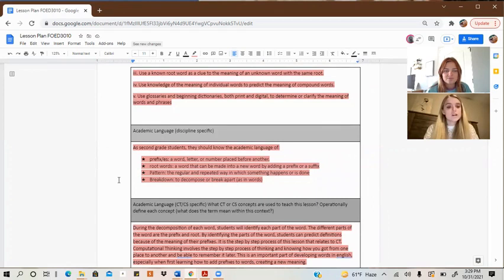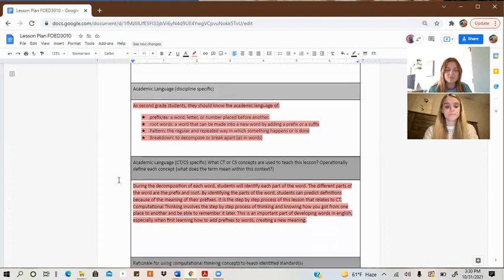As second grade students, they should know the following academic language: prefix or prefixes, which is a word, letter, or number placed before another; root words, which is a word that could be made into a new word by adding a prefix or suffix; pattern, which is the regular and repeated way in which something happens or is done; and breakdown, which is to decompose or break apart, as in words.